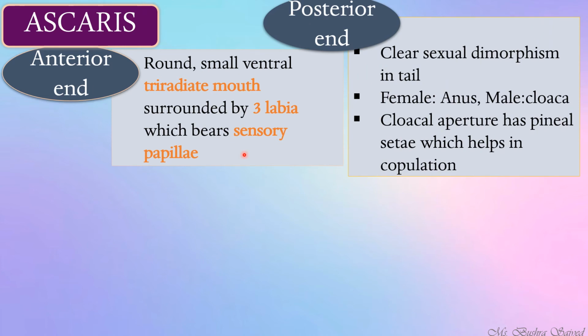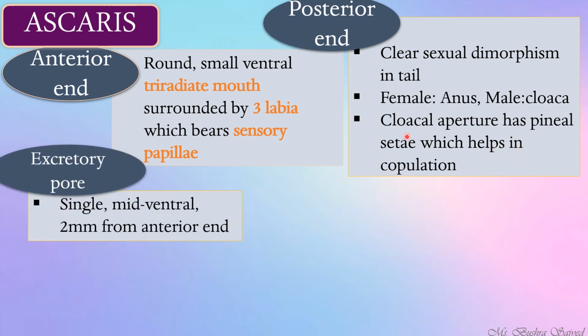Posterior end, we have already seen that the posterior end exhibits sexual dimorphism. Female has anus, whereas in the male the anus has been replaced by cloaca. So in male the cloacal aperture has penial setae, which help in copulation. So why has anus been replaced by cloaca in male? Because the structure over cloaca helps in the copulation process.